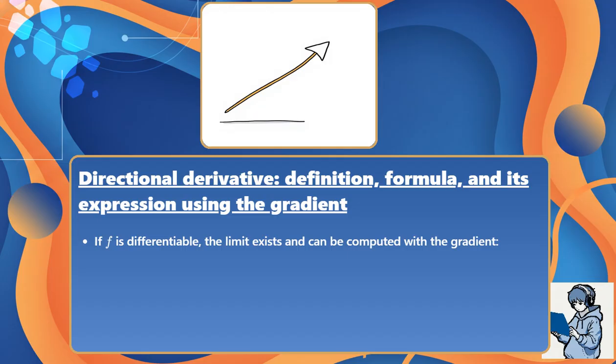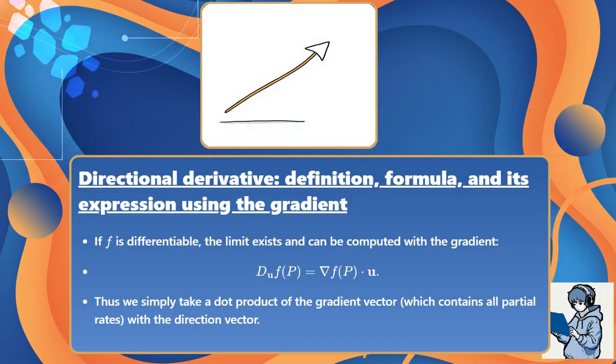If f is differentiable, the limit exists and can be computed with the gradient. d sub u f of p equals nabla f of p dot u. Thus we simply take a dot product of the gradient vector, which contains all partial rates, with the direction vector.